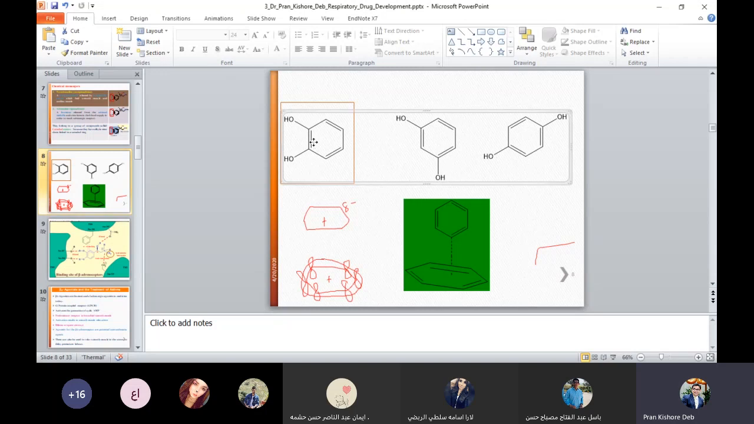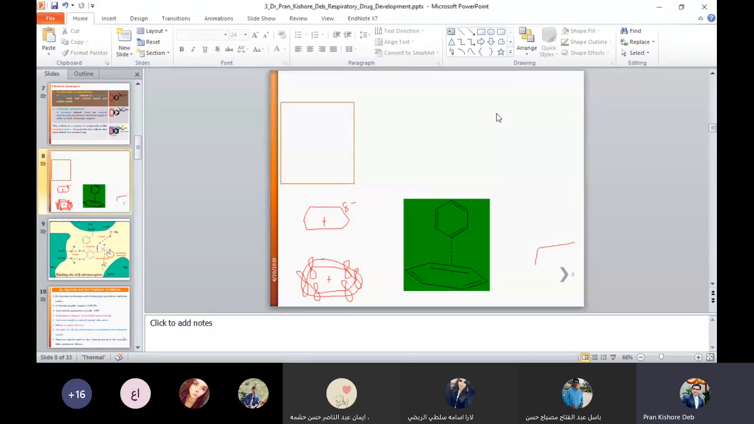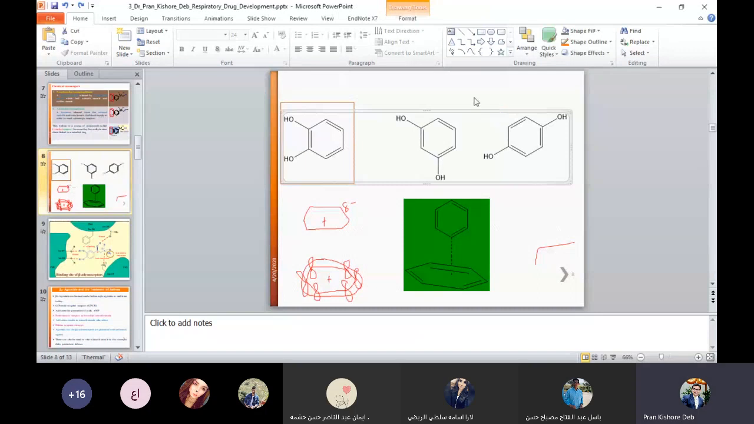So see, I have given you 3 examples here, which I did not give last class. So you see, the first one is the catechol, right? Because the OH groups are ortho to each other. Second one is not catechol. Third one is also not catechol because the OH is para to each other. In the second example, the OH groups are meta to each other. So catechol means OH which is present ortho to each other.